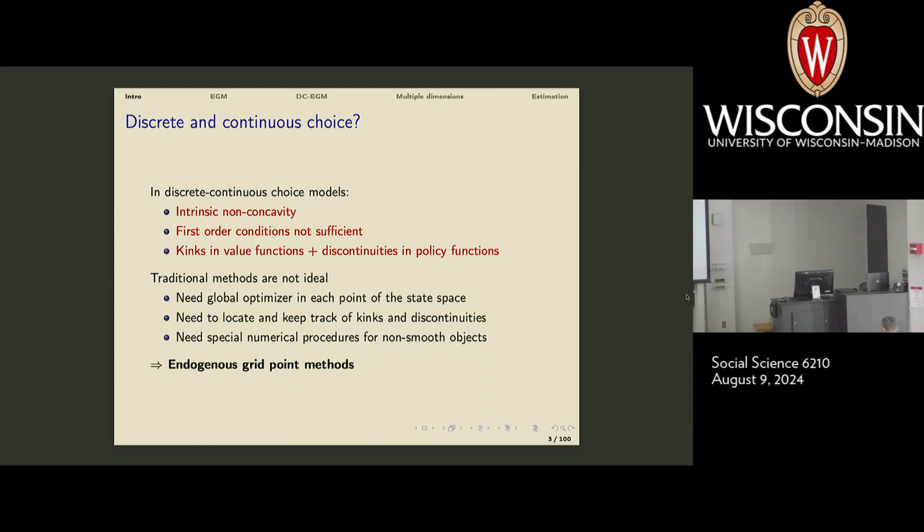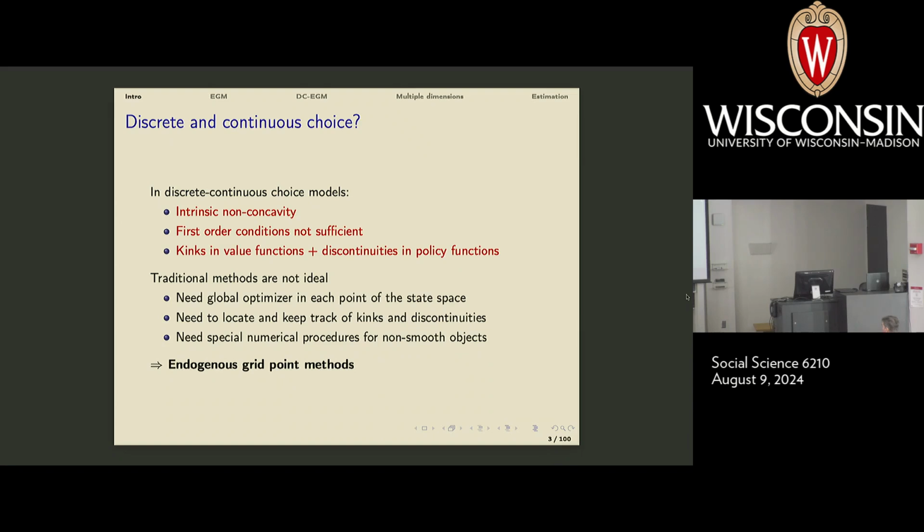All right, so we will see in this talk that a combination of a discrete and continuous choice in a dynamic model brings you the intrinsic non-concavity of the problem, and that makes it pretty hard. Suddenly, your first-order conditions are not sufficient. You will have kinks in the value function and discontinuities in the policy function, and that's a lot of fun, okay?